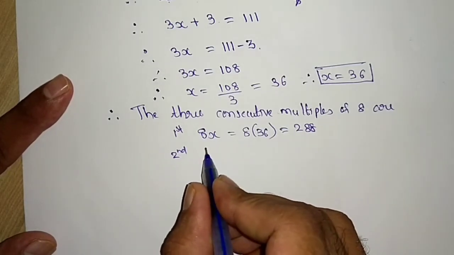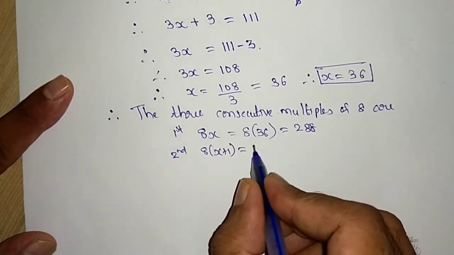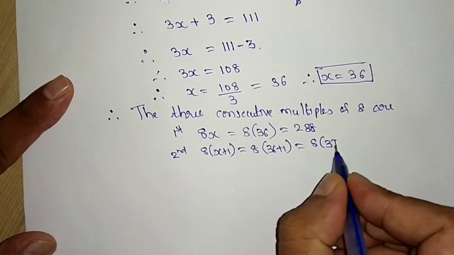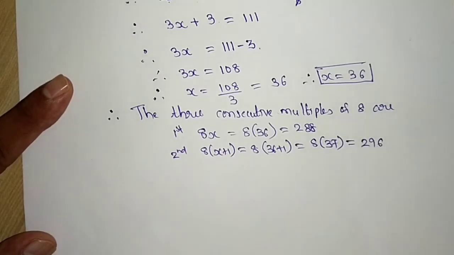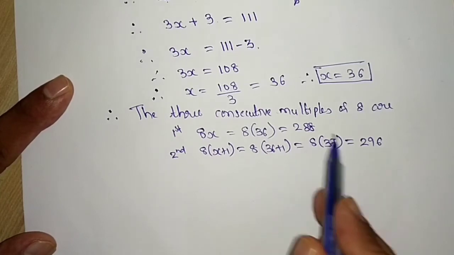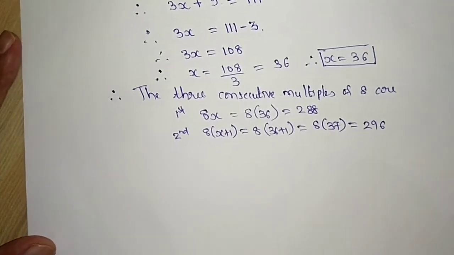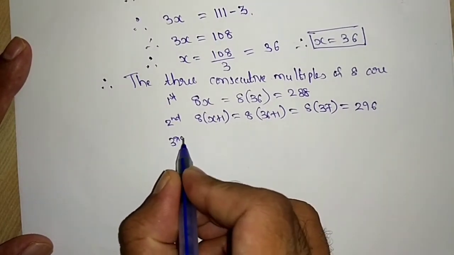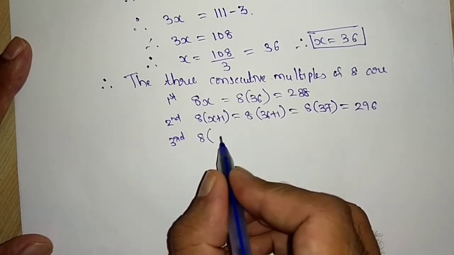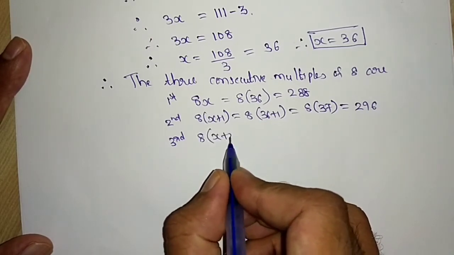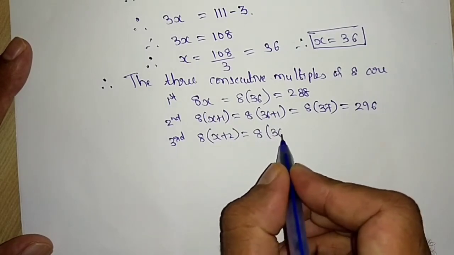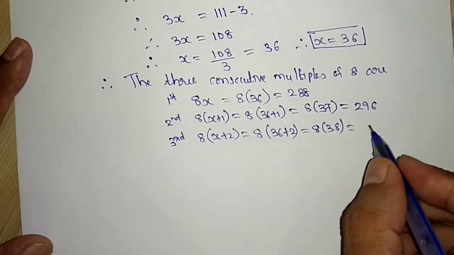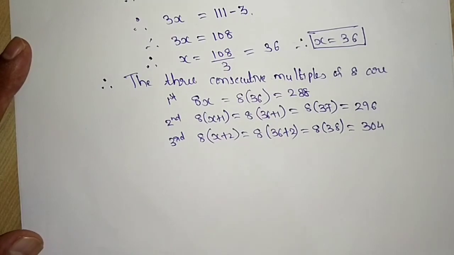Second is 8 into x plus 1, which is equal to 8 into 36 plus 1, which is 8 into 37, equal to 296. Why? Because we just have to add 8, as it is the table of 8, multiples of 8, so it will definitely be 296. You can verify yourself also. And the third consecutive multiple will be 8 into x plus 2, which is 8 into 36 plus 2, equal to 8 into 38, and it will definitely be 304.